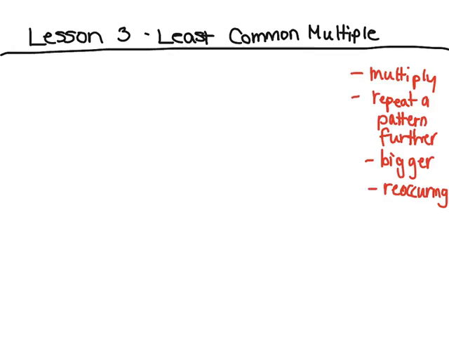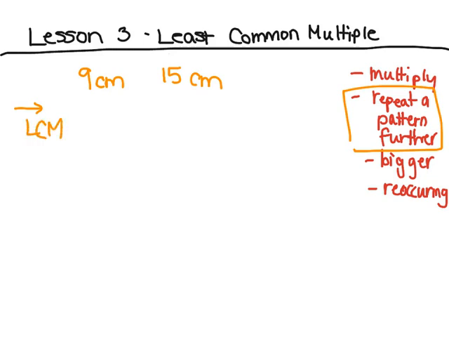The last example is a word problem, and the things that you're looking for are if you're multiplying, if you're repeating a pattern further, if you're getting bigger, or if it's something that's reoccurring. So you're building a fence that uses two types of bricks. One brick is 9 centimeters and is used for the wall of the fence. The other brick is 15 centimeters and it's the cap of the fence. How long must you make the fence so that both bricks line up? So what we're doing is we're repeating the pattern further. So this is an LCM question, and it would be good to write down the reason why.